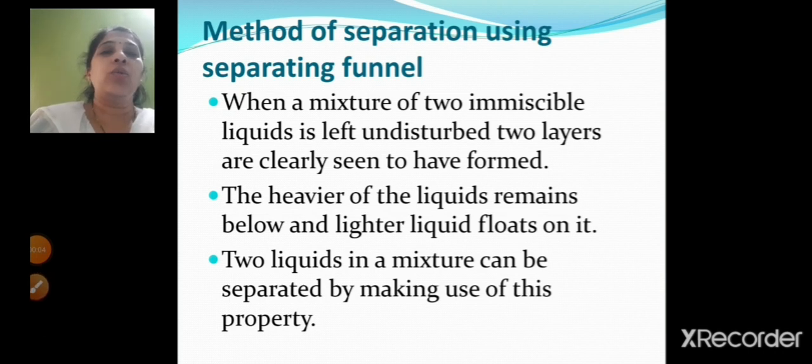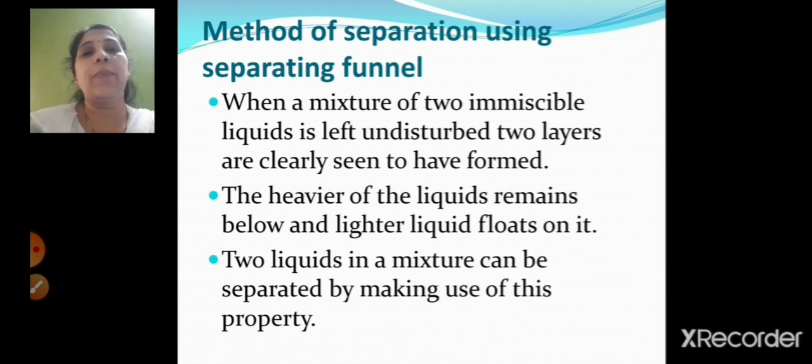When a mixture of two immiscible liquids is left undisturbed, two layers are clearly seen to have formed. Two immiscible liquids means liquids which are not soluble, which do not mix with each other, like your water and kerosene, right? Because kerosene will float on water, it will not be soluble with water, right?